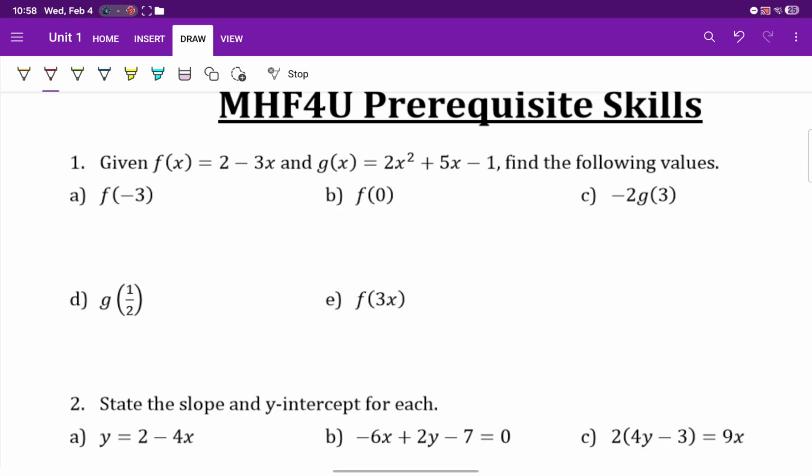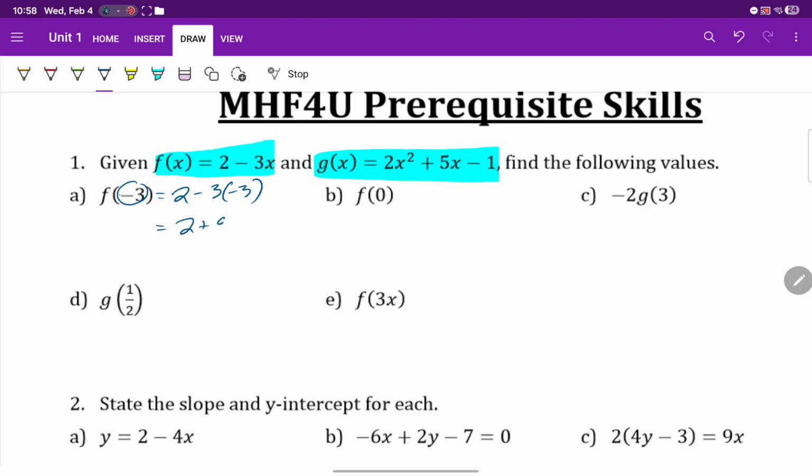Okay. What we're doing here is we're subbing in. It's giving me two functions. It's giving me f of x is equal to something and g of x is equal to something. This is kind of like what we do in lesson 1. So basically here, I'm just going to sub in my negative 3 for x. So that's going to be 2 minus 3 bracket negative 3. That's going to be equal to 2 plus 9, which is equal to 11.